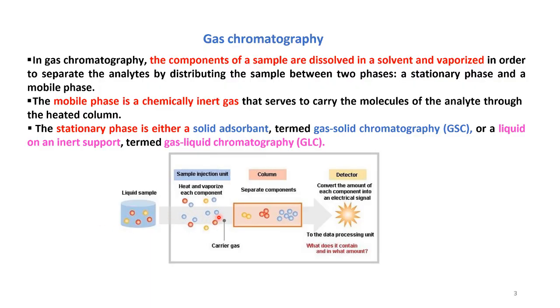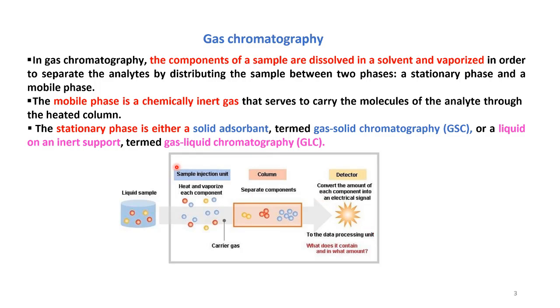So the medium here is a carrier gas. That's why we call it gas chromatography. Then we have the column, which separates the compounds, and then it goes to the detector. The detector detects the signal, and that is how we get our data.